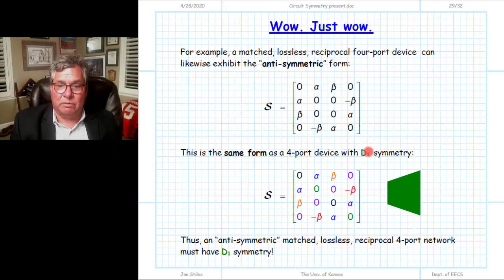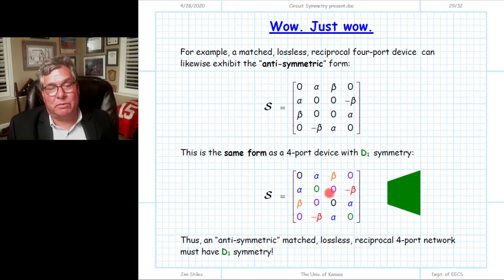And so what we find is if we want to build a matched lossless reciprocal four-port device which exhibits a scattering matrix of this form, we need to build a circuit, a four-port device that exhibits this D1 symmetry, a circuit that has one plane of bilateral symmetry. So I don't know what it looks like. It depends on what you're trying to do with these scattering parameters here, but we do know it must exhibit this level of symmetry in order to create the proper scattering matrix for this solution.